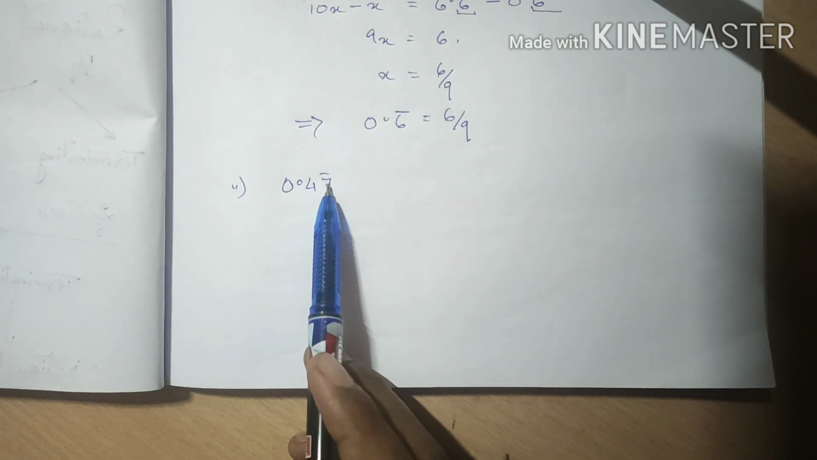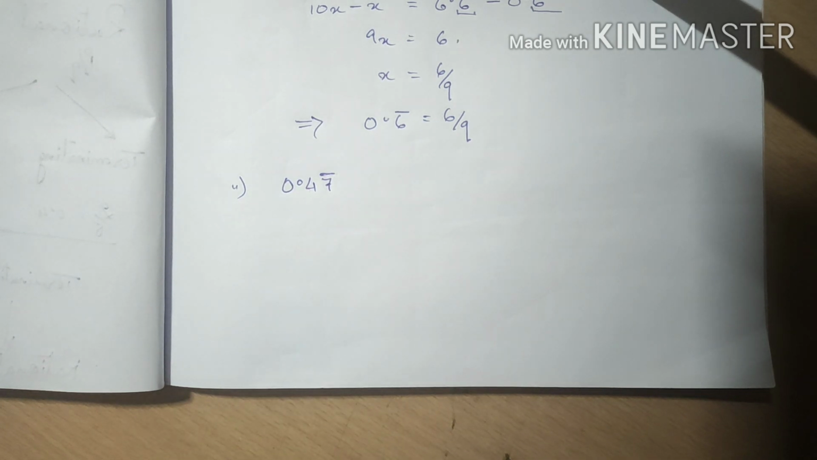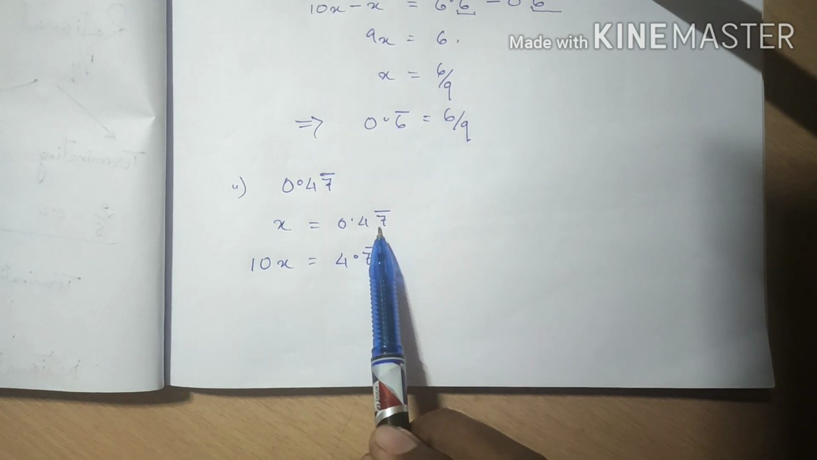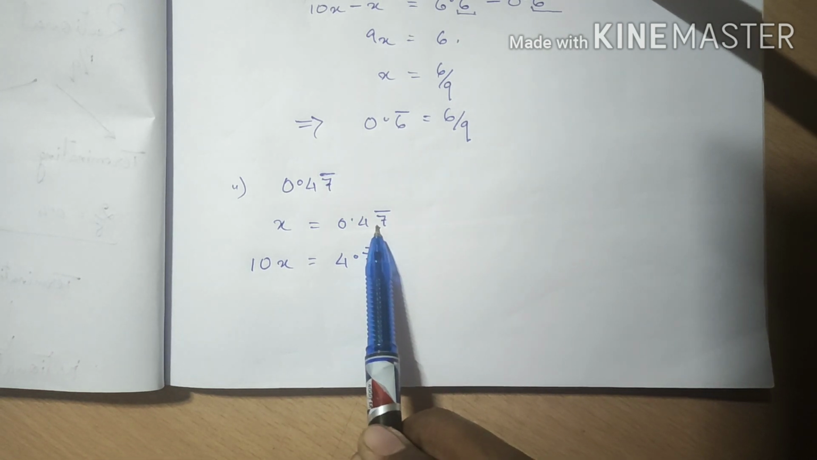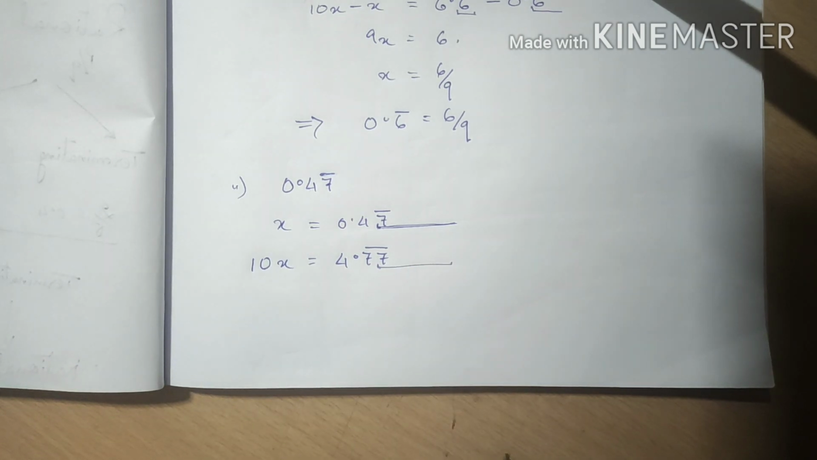See, the bar is over 7 only. It's not on the 4. Okay, so remember this. So we are taking x as 0.47 bar. So 10x will become this. Now, if I subtract these two parts, the annoying part, that is the repeating part, will be eliminated or not? Yes, it will be eliminated. So we can subtract these two parts.